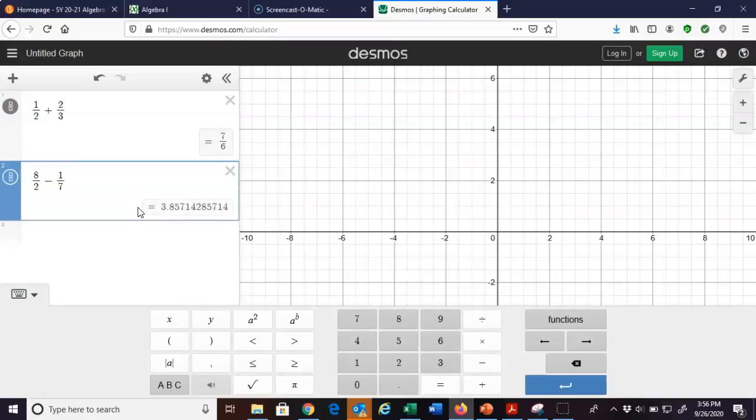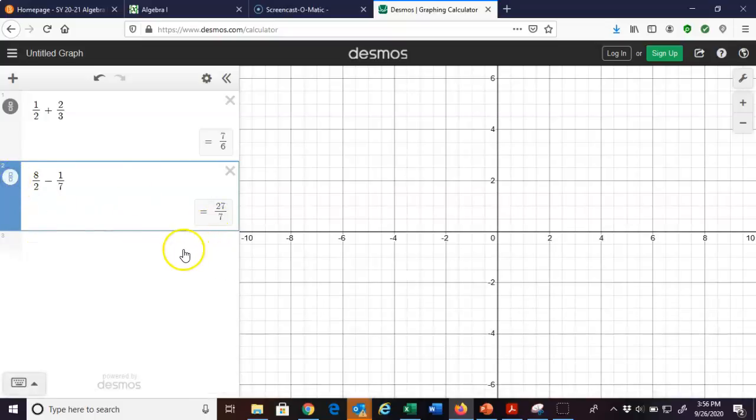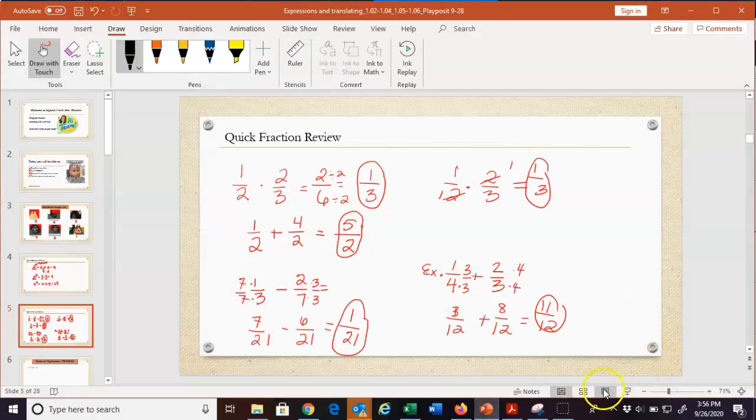I'm just making up numbers. All right, let's turn that into a fraction, 27 over 7, and it leaves it as an improper fraction. So if for some reason the instructions say to write it as a mixed number, then you're going to have to do that, right? So the calculator can be a very powerful tool if used properly, right?